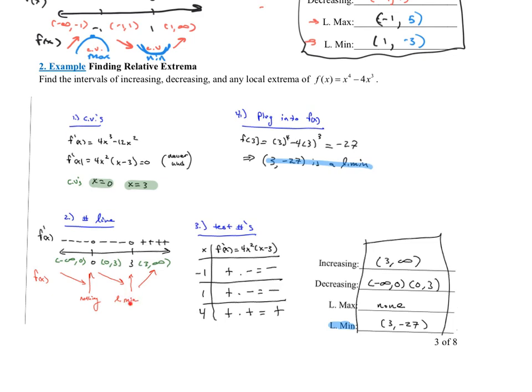When I have a local minimum, so my local maximum is none, my local minimum, I know the x value is 3, but I need to write the answer as an ordered pair, so to do that, I plug it into the original function. If I plug 3 into the original function, I end up with -27, so my minimum is the ordered pair, the point on the graph, 3, -27.